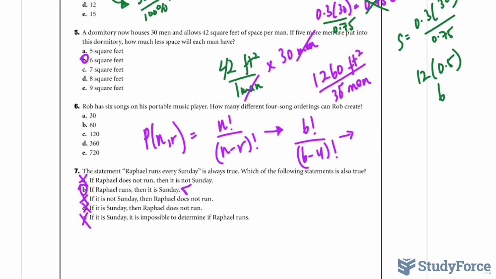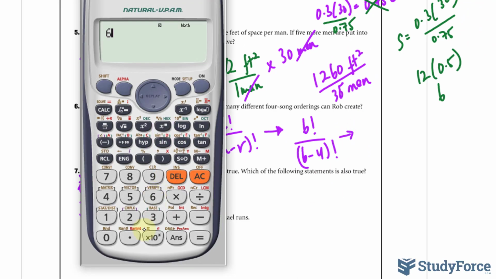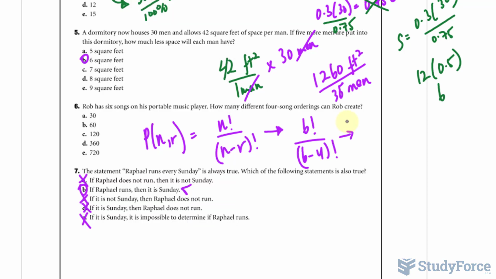So let's use our calculator to see if that's the case. 6 factorial. I don't know where the factorial button is here, so I'll just write down 6 times 5 times 4 times 3 times 2 times 1. And 2 factorial is 2 times 1. So 720 divided by 2 is 360. And do we have a 360? Yes, we do. So that's my guess there.